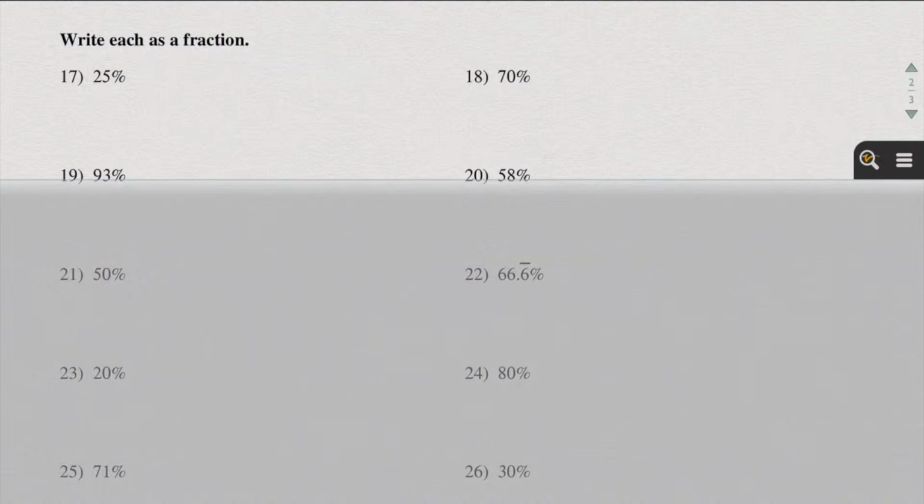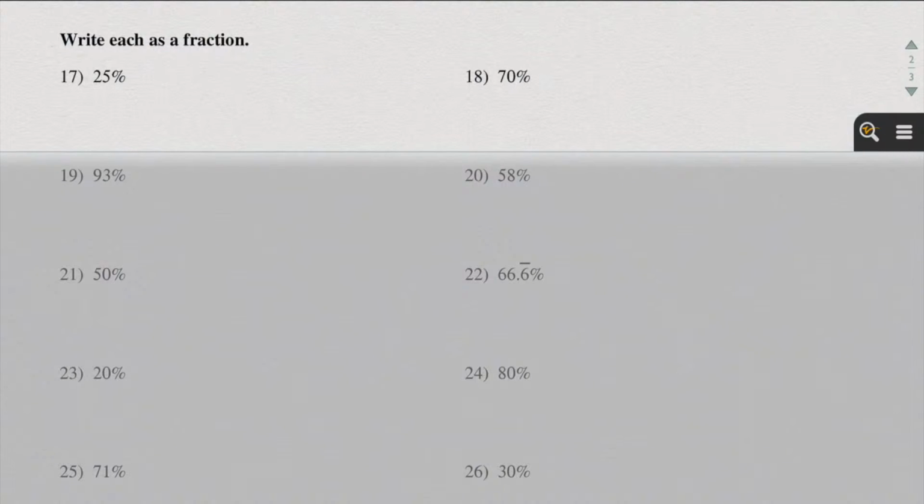Okay, number 17. Now they want us to write these percents in fraction form. So like I said in the beginning, the percent sign means out of 100. So for number 17, you could read this as 25 out of 100 or 25%. So what we want to do is write these as fractions.